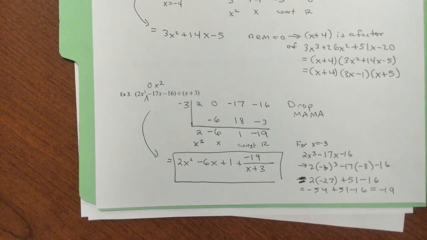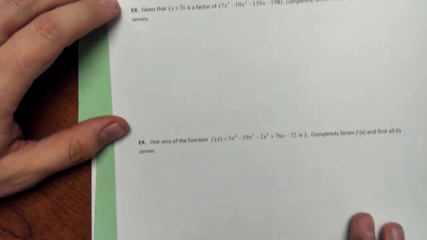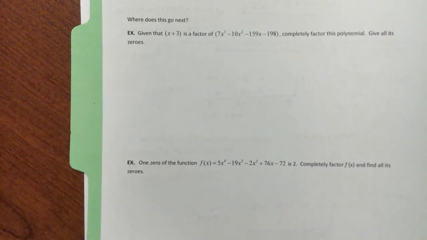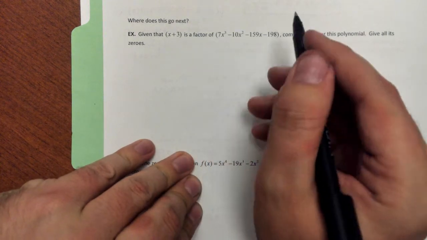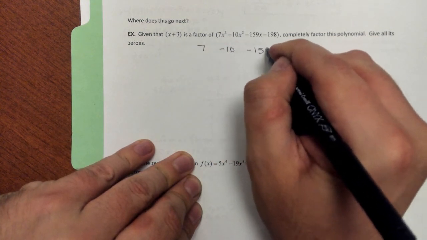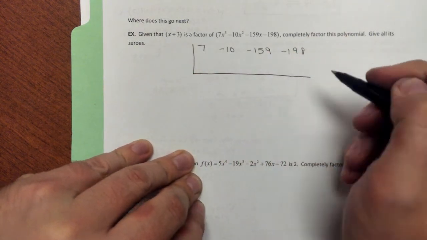Now, why we care so much about polynomial division is it gives us more ways of factoring. So, if you will, bear with me for a second. I'm going to flip this over right here. And let's ask, where does this go next? If I tell you that x plus 3 is a factor of some polynomial, and ask you to completely factor this polynomial and give its zeros, well, we can do this. This polynomial right here, I have all my terms, nothing is missing. So I take them, 7 and negative 10 and negative 159 and negative 198. Large numbers, but I promise you this will work.